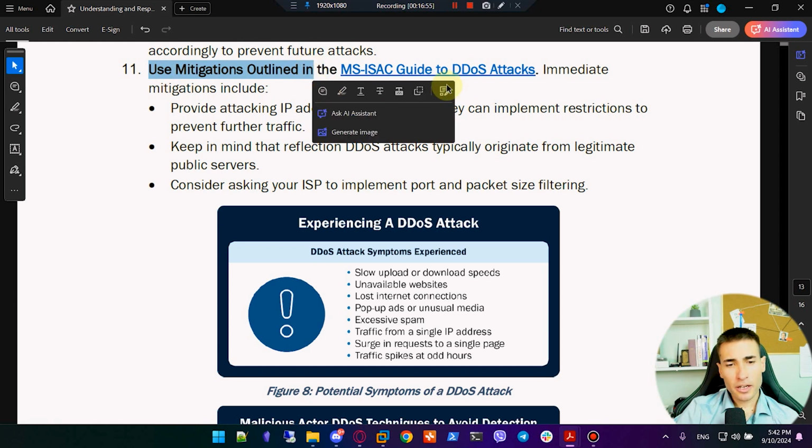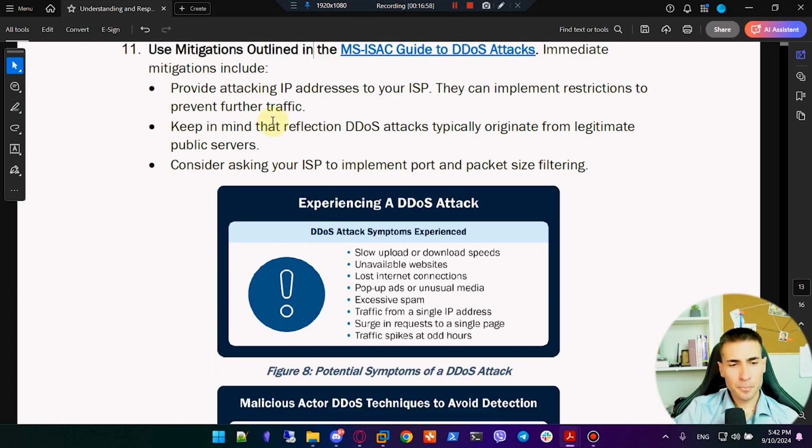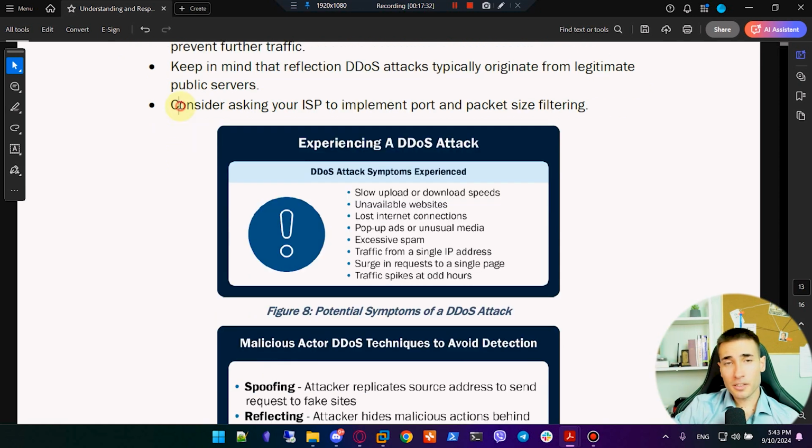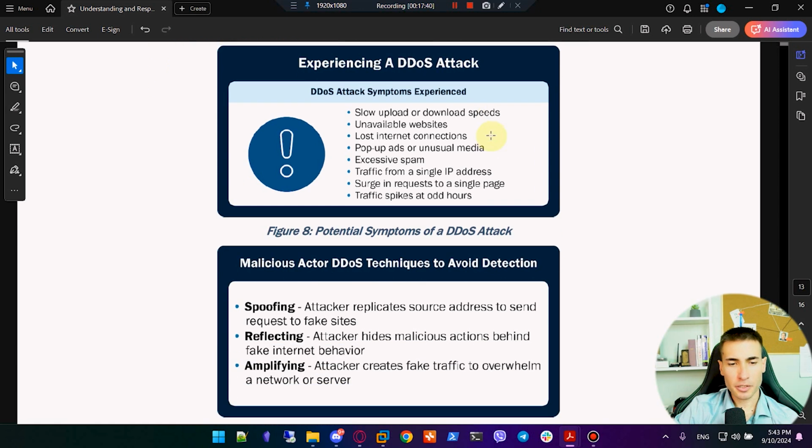Use mitigations outlined in this guide. I'm going to post a link. Implement some steps to protect yourself. Provide attacking IPs to your ISP. That's something that I have discussed. Keep in mind that reflection DDoS attacks typically originate from legitimate public servers, meaning that if you blacklist a certain server, you can actually blacklist an entire scope of legitimate clients from a specific place, causing a denial of service yourself to your clients. Consider asking your ISP to implement port and packet size filtering.